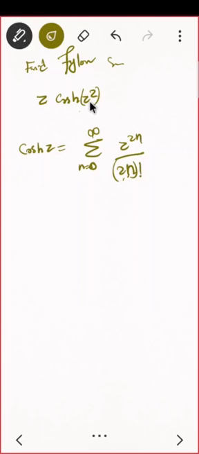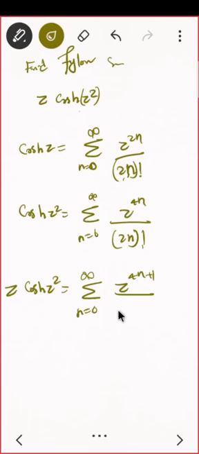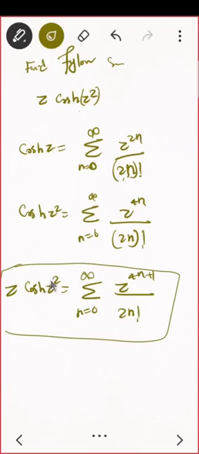Now I want cos hyperbolic of z square. So cos hyperbolic of z square will be the summation n equal to 0 to infinity of z raised to 4n upon 2n factorial. And what else do I want? I just need to multiply by z. So z into cos hyperbolic of z square is equal to the summation n equal to 0 to infinity of z raised to 4n plus 1 upon 2n factorial. See how easy it is. You don't have to do everything, you can just relate with them. Correct? Yeah, good.